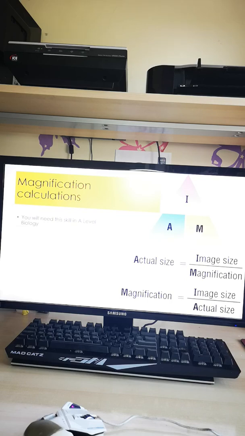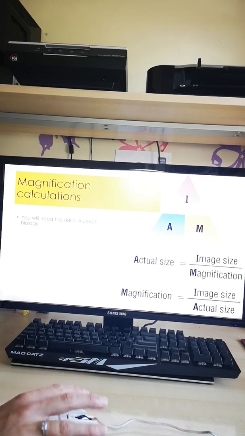Now we need to be able to rearrange that formula when we want to calculate different things. Sometimes you'll be given the image size and the actual size, and they'll want the magnification. Sometimes they will give you the actual size and the magnification and want the image size. That one's the least frequently asked. So we're going to practice that skill. You can take that down.